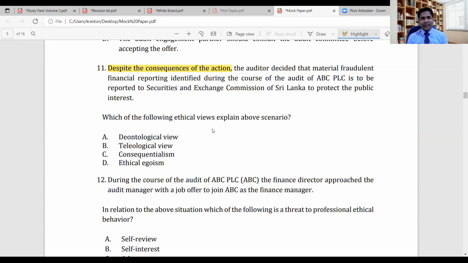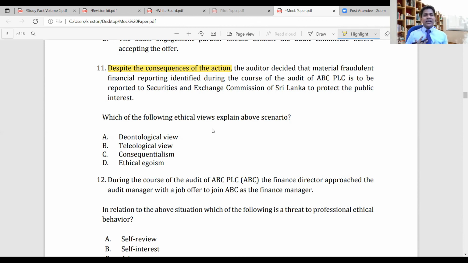So that means, irrespective of the results going to come, irrespective of the impact, irrespective of the end result, irrespective of the other things going to happen, this particular auditor is going to go by the rule-based task. That means there is fraudulent financial reporting identified, and we don't look at the impact, but we just think of reporting to the Securities and Exchange Commission of Sri Lanka.